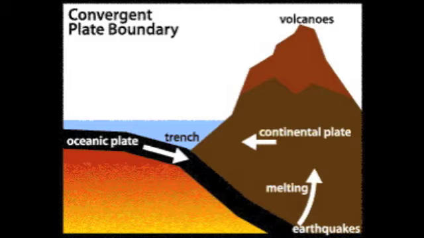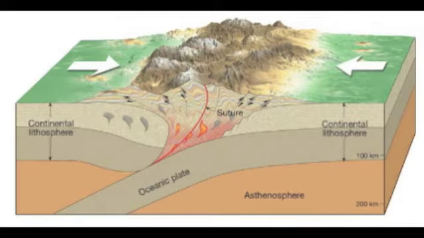When the oceanic plate goes under the continental plate, it melts due to the immense heat of the mantle. This molten magma rises through the continental plate and causes volcanic eruptions.